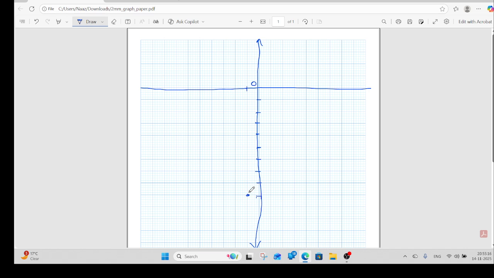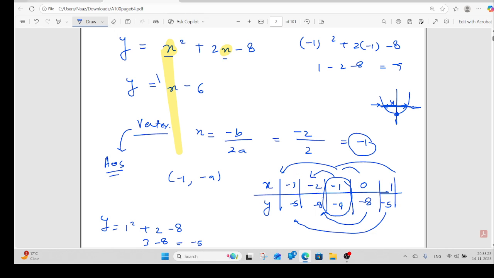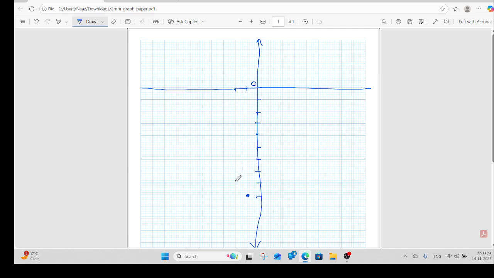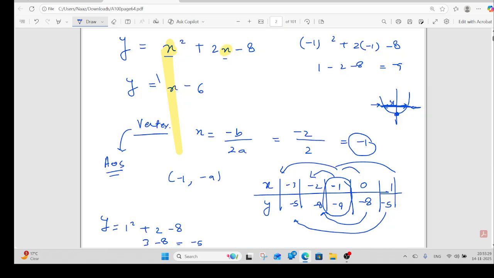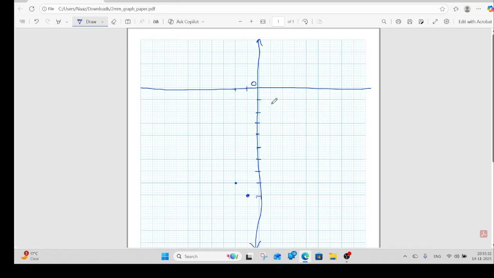So this is negative 1 and negative 9, right? And my other points are negative 2 and negative 8. So negative 2 and negative 8 is this point, right? And then we have negative 3 and negative 5. So negative 3 is this and negative 5 is 1, 2, 3, 4, 5. This is negative 5, right? This is my vertex, and across the vertex my graph is symmetric, right? So the other points are going to be this and this, because they are 2 away from this point.